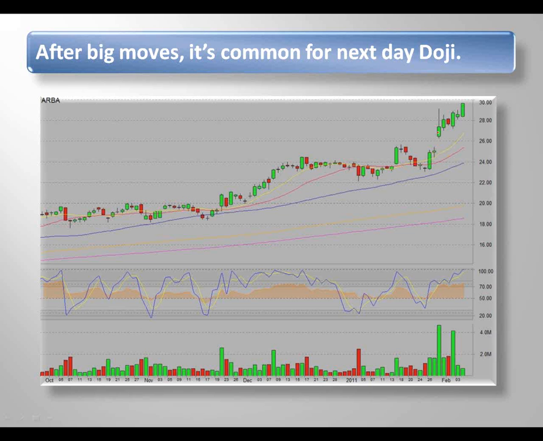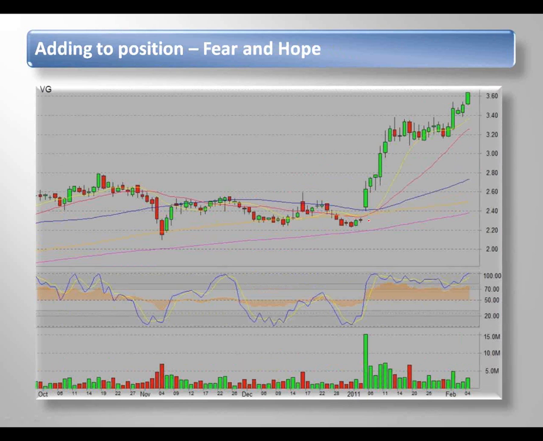In this case, holding on was a good thing. In this case, the very next day broke that doji's low, get out, and it proved to be the right move. So I just want to have you guys imprint on a few of those changes.